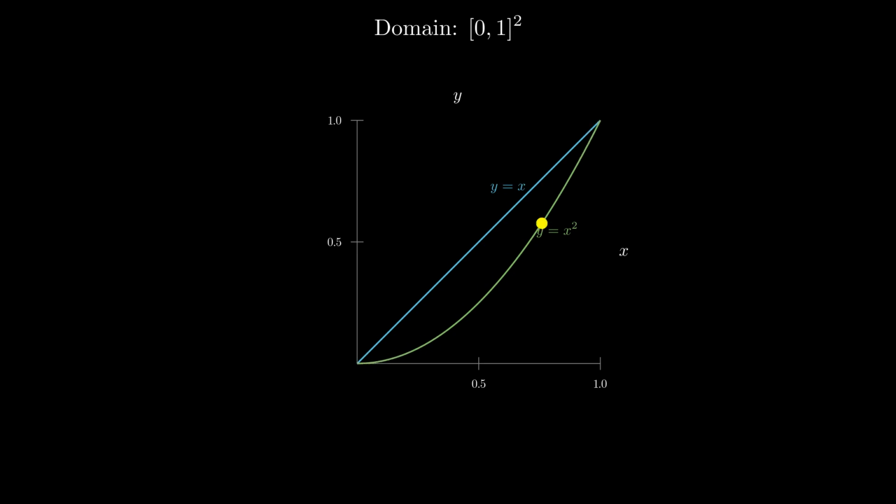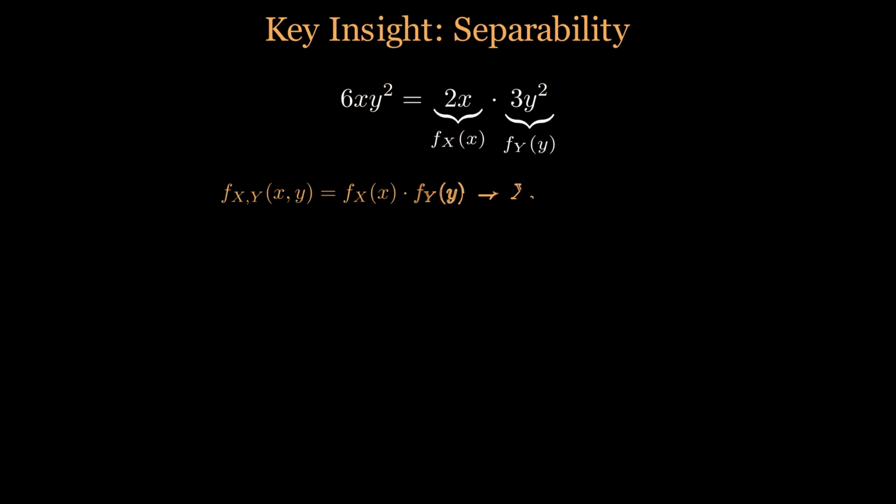The key insight: the joint PDF is separable. With c equals 6, the PDF is 6xy squared, which factors as 2x times 3y squared. The x part and y part are completely separate. Separability means X and Y are independent. Double integrals over rectangles factor into products of single integrals.